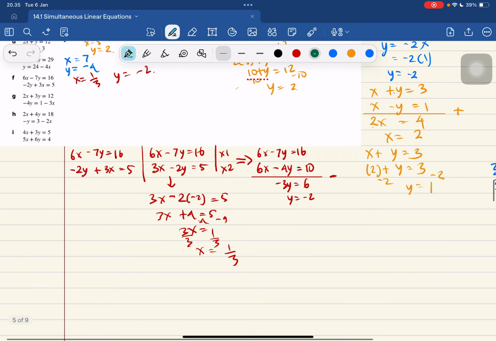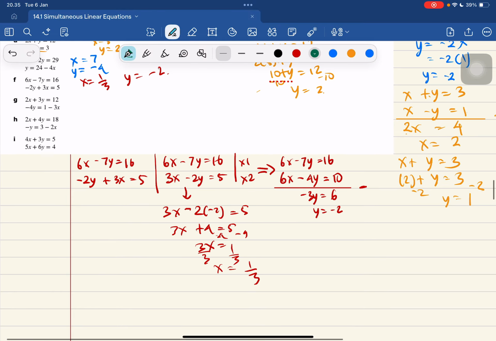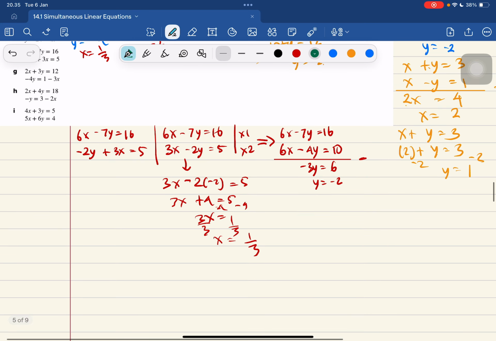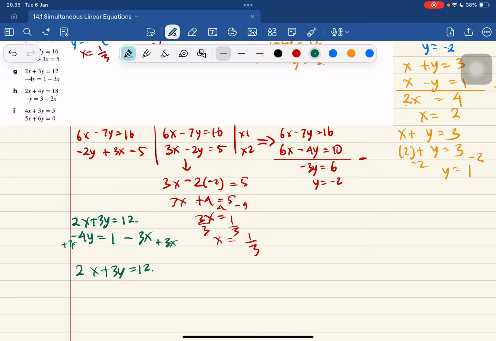Next is g. Take a look, g. Okay, there we go. We got it. So 2x plus 3y equal to 12. Next is minus 4y equal to 1 minus 3x. Here let us plus 3x both of sides. So we got two new equations: 2x plus 3y equal to 12, and here is gonna be 3x minus 4y equal to 1.